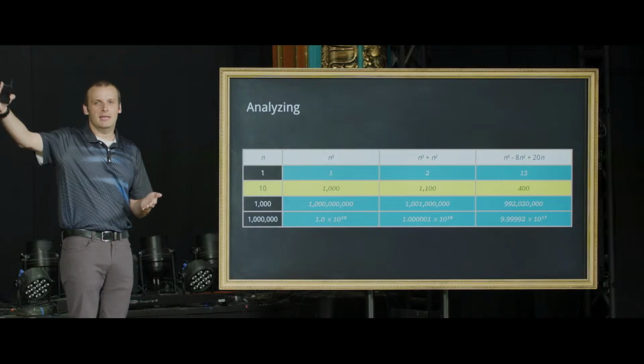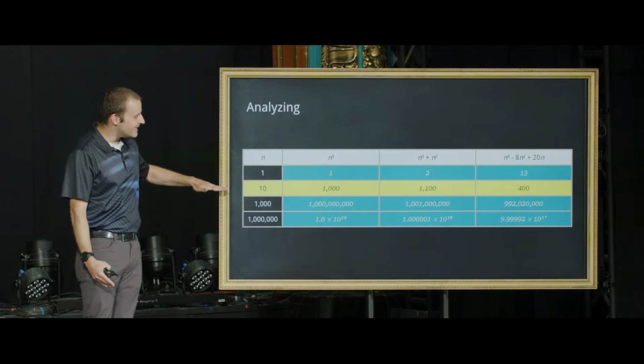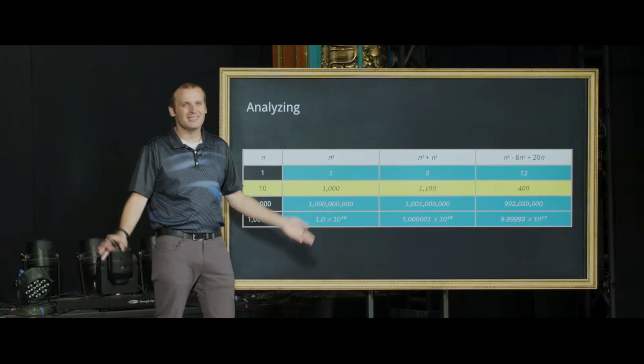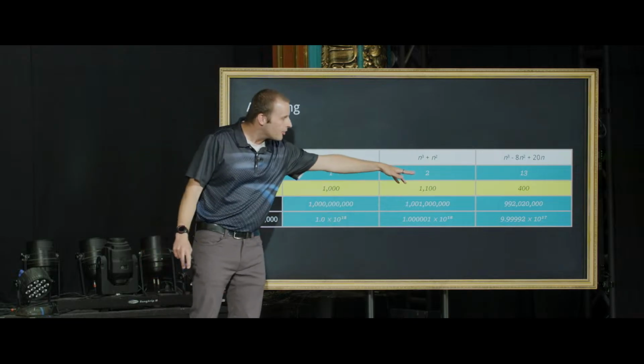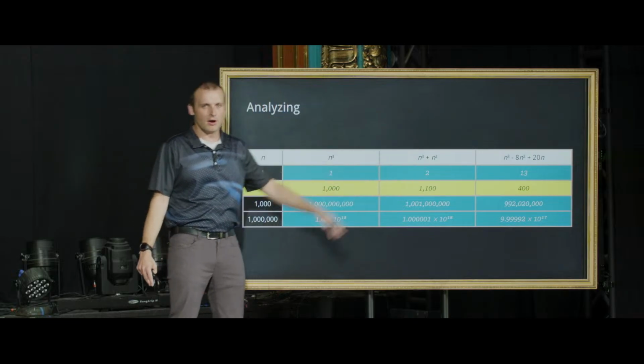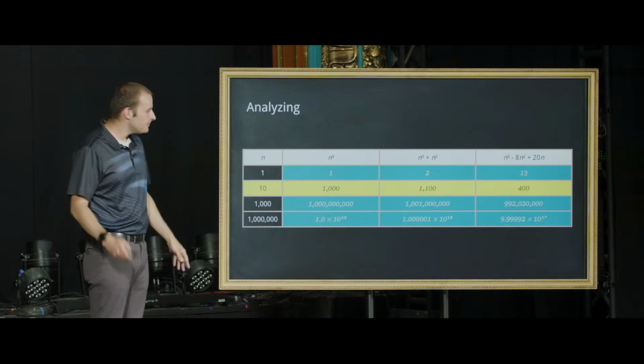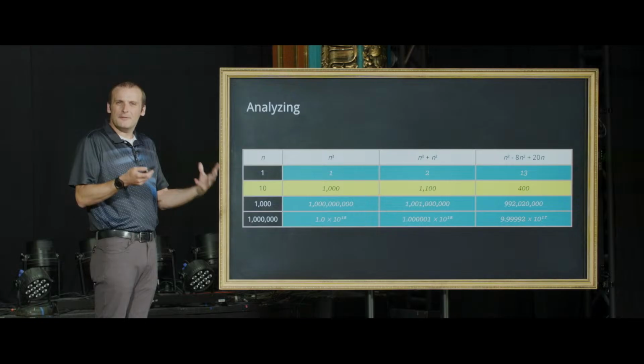We care about n as it scales, because now if our data set is of size 10, the first one takes 1,000 steps, the second takes 1,100 steps. That's probably roughly the same. But now the third algorithm, which was the worst by far at size 1, is actually better. It only takes 400 steps to run. So again, we're seeing differences here.